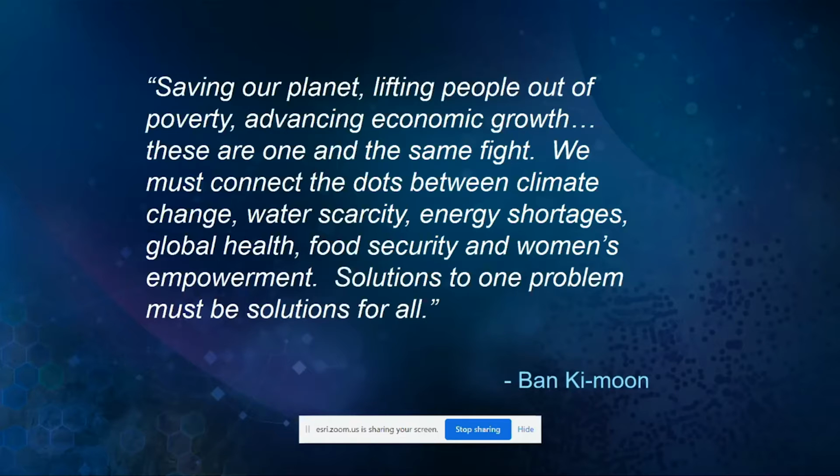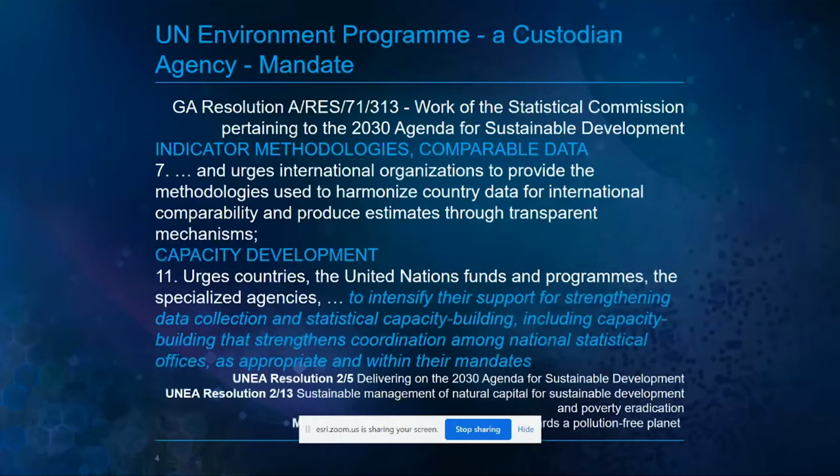The Sustainable Development Goals are very important to achieve the previously mentioned objectives. That's why we want to share with you our project on filling the SDG data gap using satellite imagery and GIS tools.